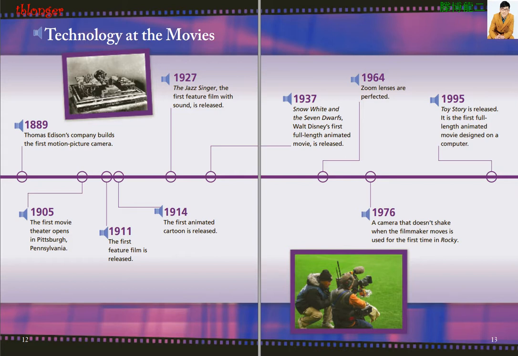1927. The Jazz Singer, the first feature film with sound, is released. 1937. Snow White and the Seven Dwarfs, Walt Disney's first full-length animated movie, is released. 1964. Zoom lenses are perfected. 1976. A camera that doesn't shake when the filmmaker moves is used for the first time in Rocky. 1995. Toy Story is released. It is the first full-length animated movie designed on a computer.